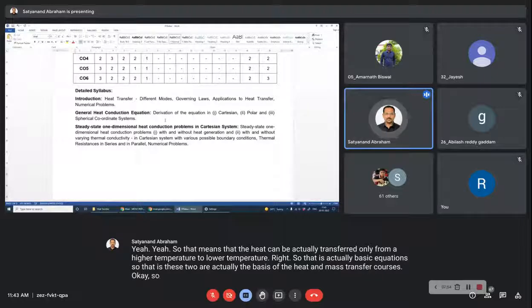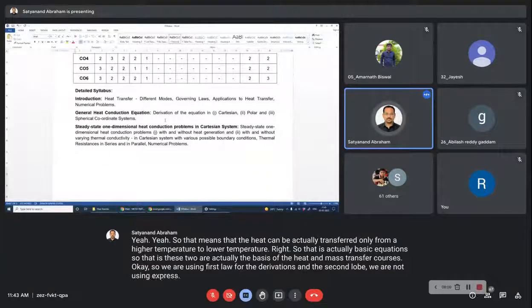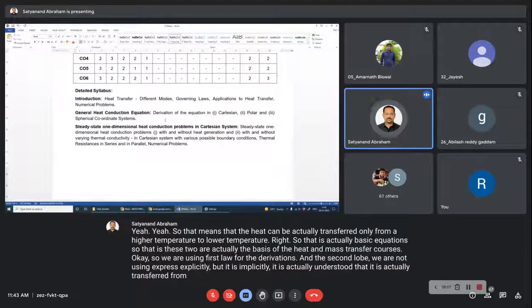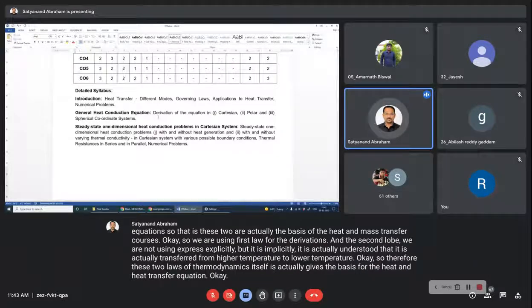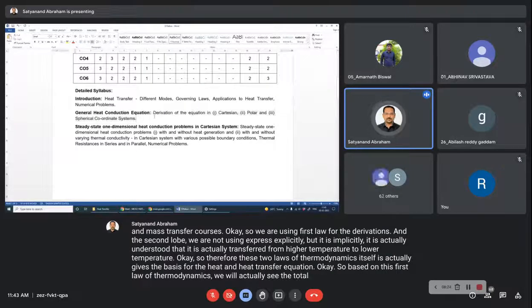So we are using the first law for the derivations, and the second law we are not using explicitly, but it is implicitly understood that heat is transferred from higher temperature to lower temperature. Therefore these two laws of thermodynamics give the basis for the heat transfer equation. Based on the first law of thermodynamics, we will see the total derivation for heat conduction first.